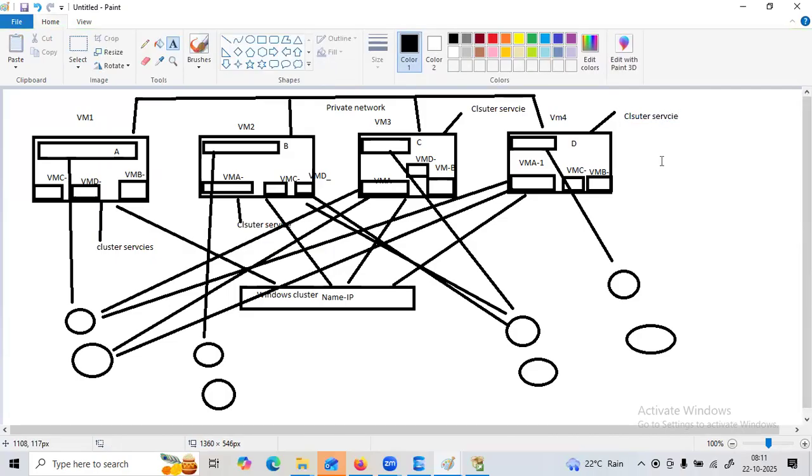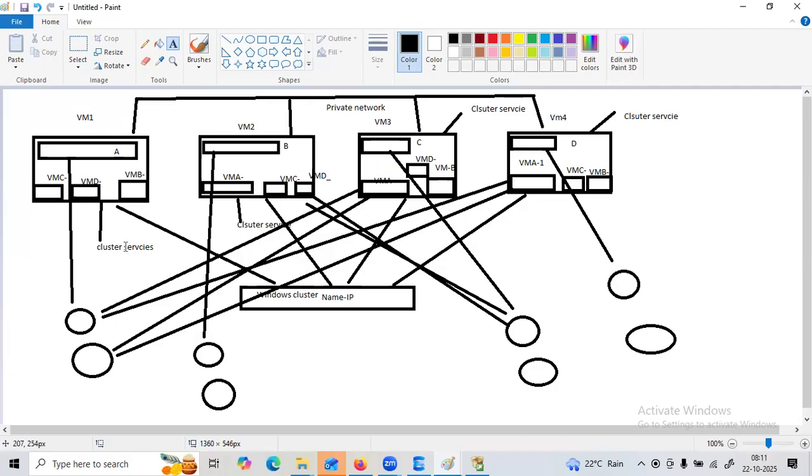So here this cluster service belongs to the Windows cluster. So that is the reason on each computer we can see one cluster service. This cluster service is installed initially when we join the computers to the Windows cluster. That is the reason each computer has one cluster service.